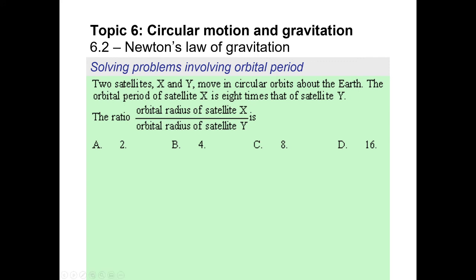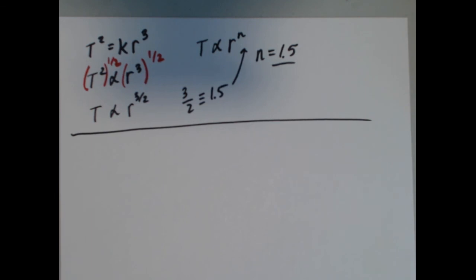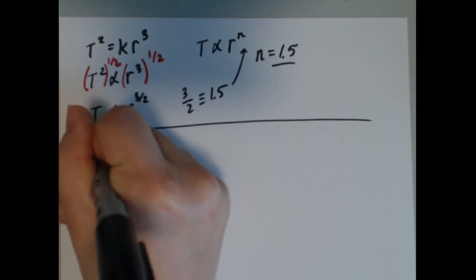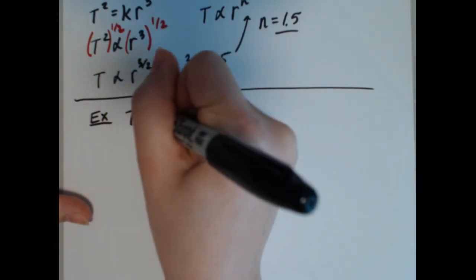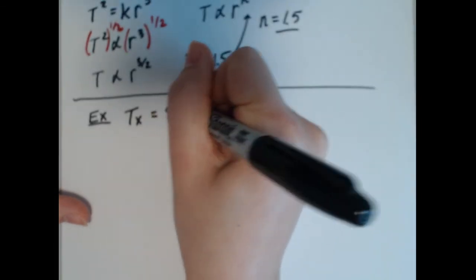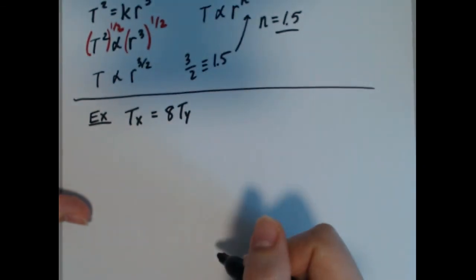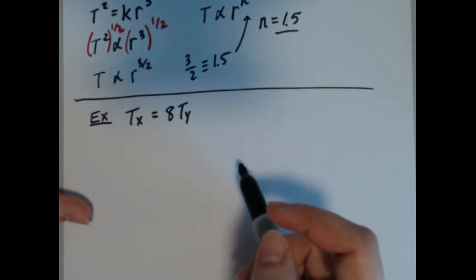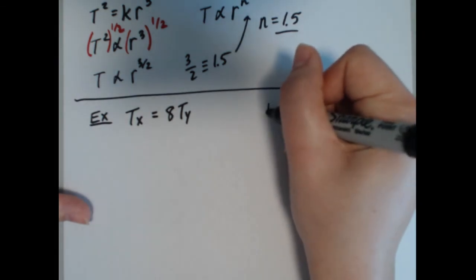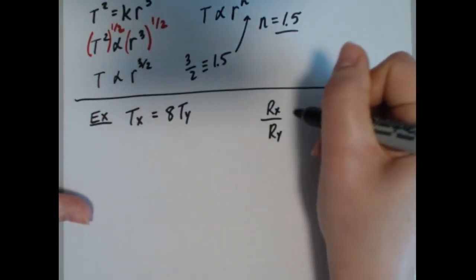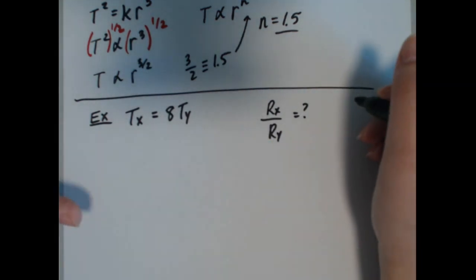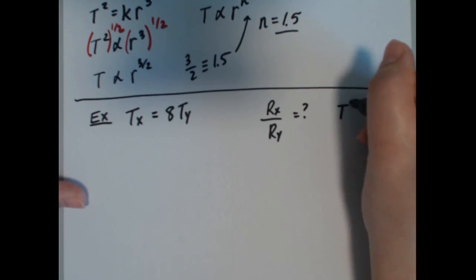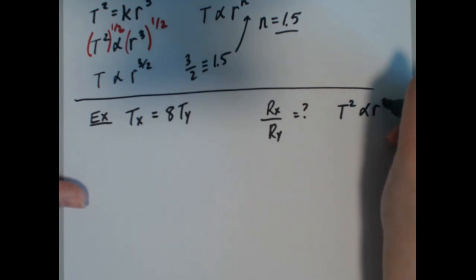Okay, so let's go to the paper screen here. All right, so we are told in the question that the orbital period of X, so everything that I'm told, I want to write down and translate into mathematical language. The orbital period of X is 8 times the orbital period of satellite Y. Tx is equal to 8 Ty. All right, now we are asked to find the orbital radius of satellite X to the orbital radius of satellite Y. Okay, so this is what we have, this is what we're looking for, and well, the expression that we know to be true is that t squared is proportional to r cubed.